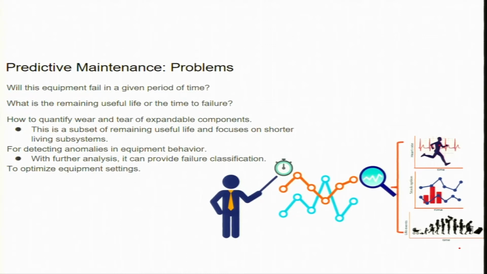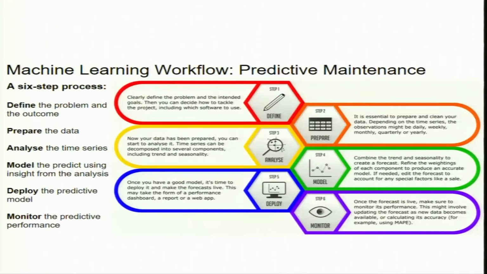Predictive maintenance problems. So, let us see what are the issues which are addressed in predictive maintenance. Will this equipment fail in a given period of time? What is the remaining useful life or time of failure of a machine? How to quantify the wear and tear of expendable components? So, this is a subset of remaining useful life and focuses on the shorter living subsystems. For detecting anomalies in equipment behavior, with further analysis, it can improve the failure classification and also optimize the equipment setting.